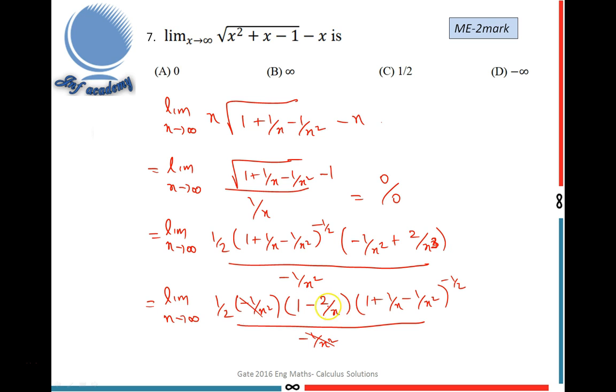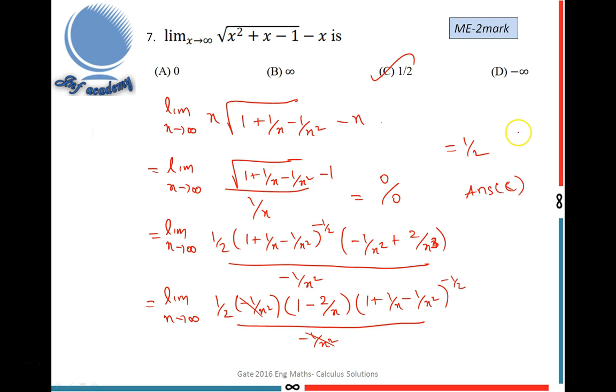I get this value as 0. The limits of 2 by x, 1 by x and 1 by x square are all 0. So finally I get this as 1 and this as 1, so 1 by 2 into 1 into 1 equals 1 by 2. The final answer is 1 by 2. Option C is the correct answer.